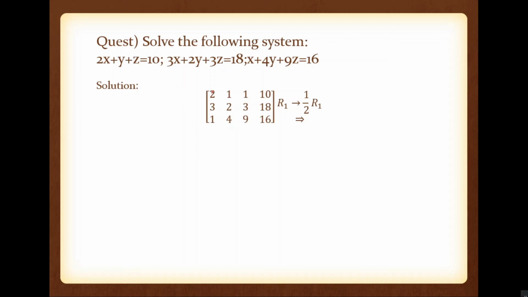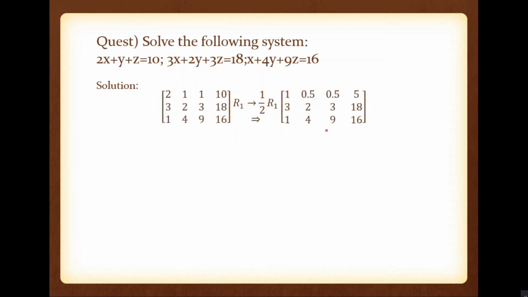Divide the entire first row, that is R1, by 2. So 2 divided by 2 becomes 1, then 1 by 2 is 0.5, 1 by 2 is 0.5, and 10 by 2 is 5. So 1, 0.5, 0.5, 5. The second and third rows are not modified.